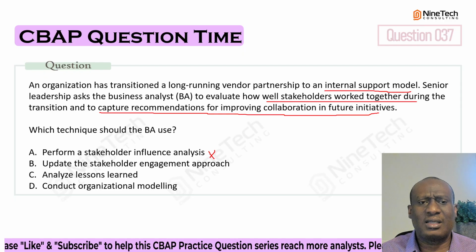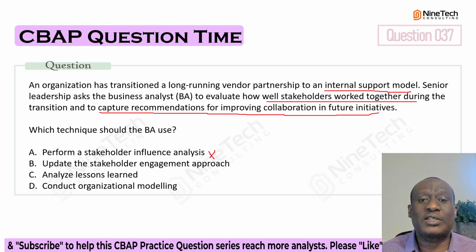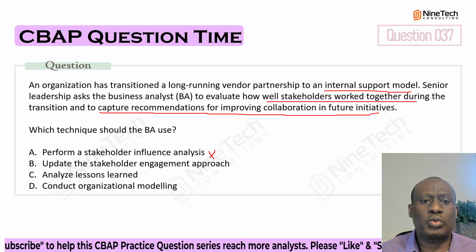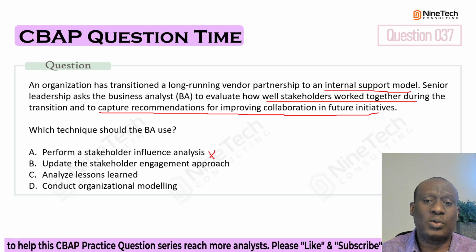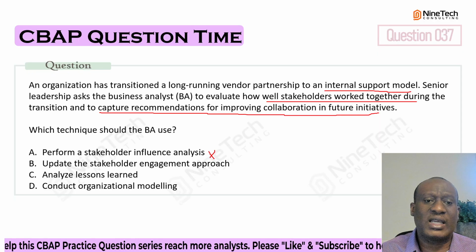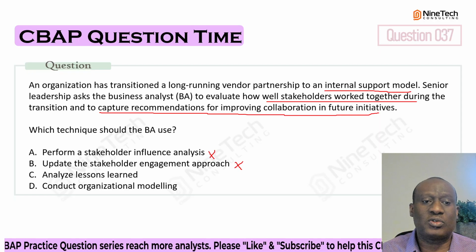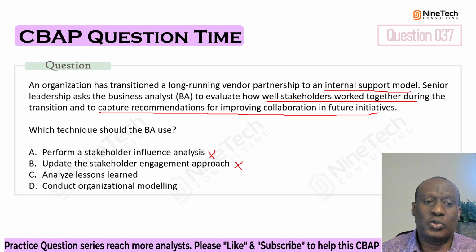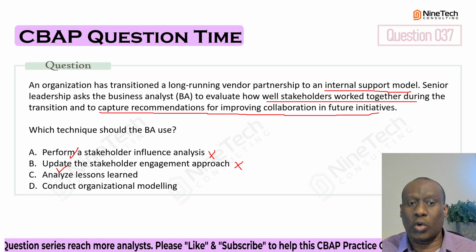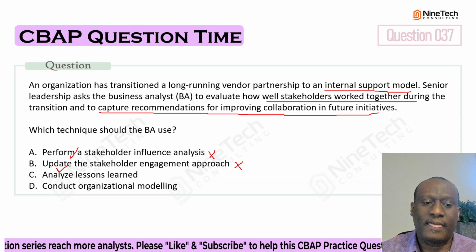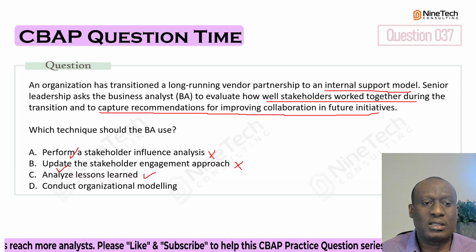Remember, the engagement has already happened. So we just want to capture recommendations and figure out exactly how they work together. So it cannot be stakeholder influence analysis. Update the stakeholder engagement approach. Remember, the initiative has happened, so it cannot be about the approach. It cannot be about updating or performing. We are trying to see what worked. So C, analyze lessons learned, perfectly. So analyze lessons learned.